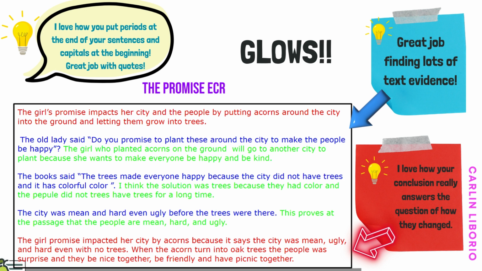So that's what I'm going to use when we talk about the grows. I'm going to show him and have him compare his introduction to his conclusion. So listen to this conclusion. "The girl promise impacted her city by acorns because it says the city was mean, ugly, and hard, even with no trees. When the acorn turned into oak trees, the people was surprised and they be nice together, be friendly, and have a picnic together."